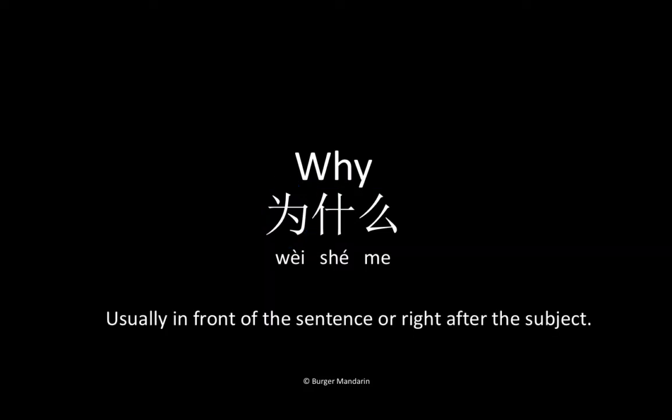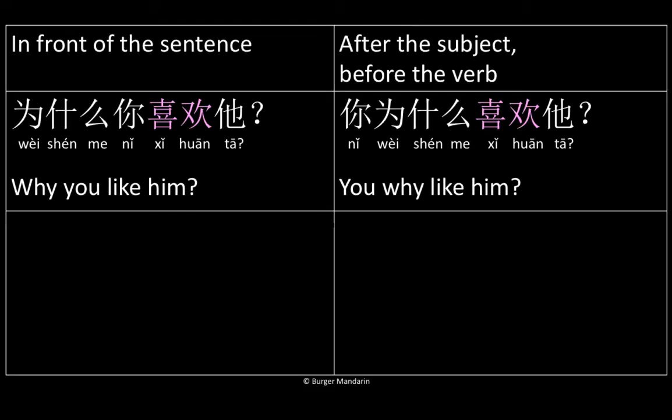And we usually put 为什么 in front of the sentence or right after the subject. Now, we've already learned the verb 喜欢 means to like. So 你喜欢他 means you like him. So if you want to say, why do you like him? You can put 为什么, which means why, in front of the sentence or in between the subject 你 and the verb 喜欢. 为什么你喜欢他? 你为什么喜欢他? Why do you like him?